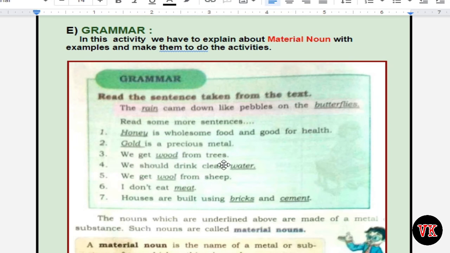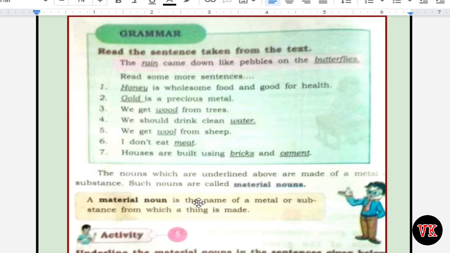The nouns which are underlined above are made of a substance. Such nouns are called material nouns. Here honey, gold, wood, wool, water, meat, bricks, cement. These are all material nouns. The material noun is the name of the metal or substance from which a thing is made. We should explain about material noun very clearly to the students. Then give the activity to the students.